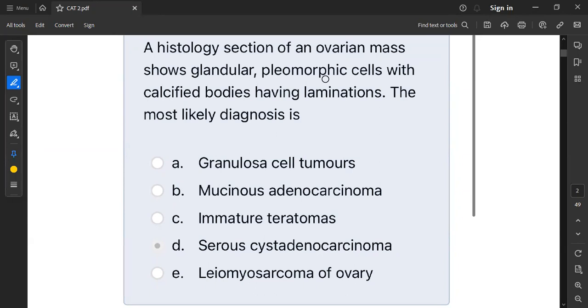For the immature teratomas, these are malignant and very aggressive, and they contain fetal tissue and also neuroectoderm. They are commonly diagnosed before the age of 20. Yeah, so the correct response you guys have given, and that is serous adenocarcinoma. Any questions? Right, we'll move to the next one.